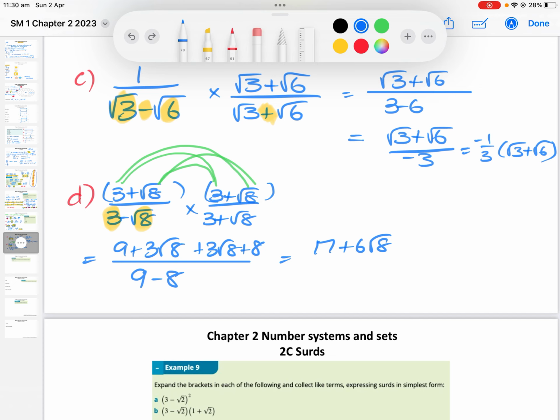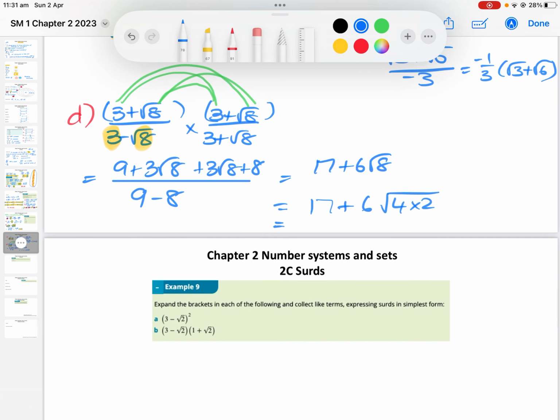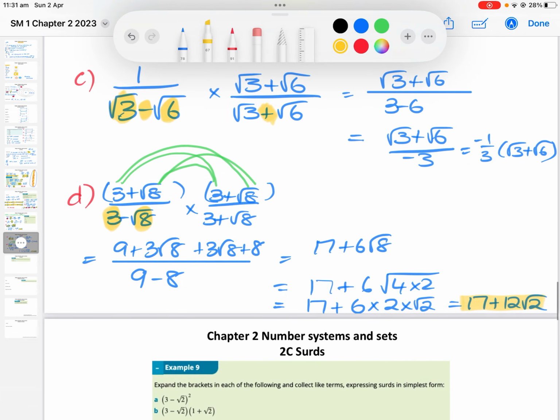Then you look up the back of the book and you go, oh, damn it, it's different. You know why? Because we can write this as 17 plus 6, and we can write 8 as 4 times 2. So then this becomes 17 plus 6 times square root 4, 2 times root 2. So the simplified answer is 17 plus 12 root 2. So just watch for that. If your answer doesn't match, you might just have to go through and simplify it.